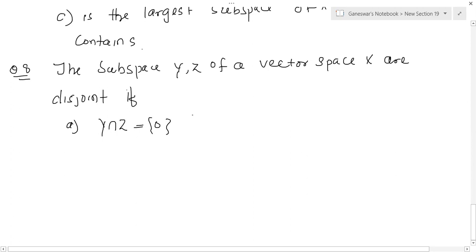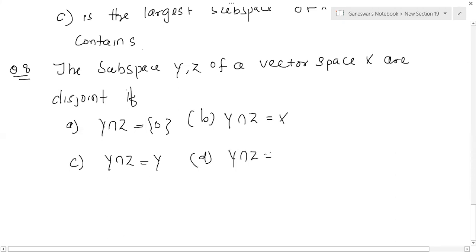B option, Y intersection Z is equal to X. C option, Y intersection Z is equal to Y. D option, Y intersection Z is equal to Z.